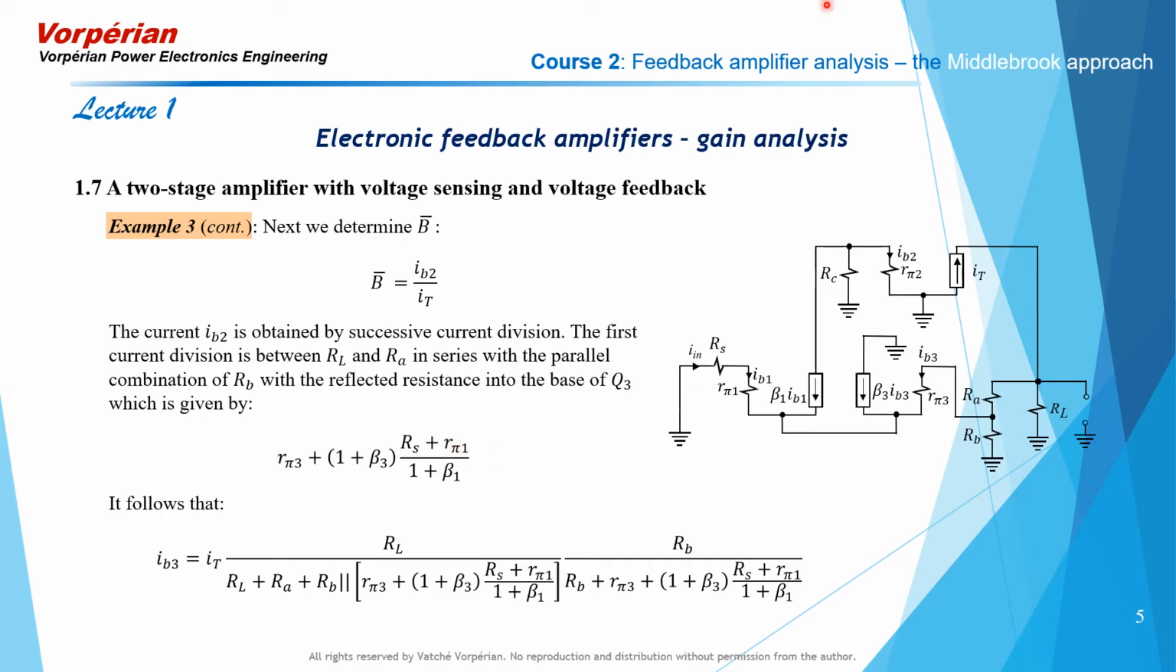We could have also arrived at a similar result had we taken the Norton equivalent current source looking back from this node into this branch here, and the equivalent Norton resistance would have been RB in parallel with RA plus RL, and the equivalent Norton current source would have been IT times RL over RL plus RA, and that would have given us our current division into IB3.